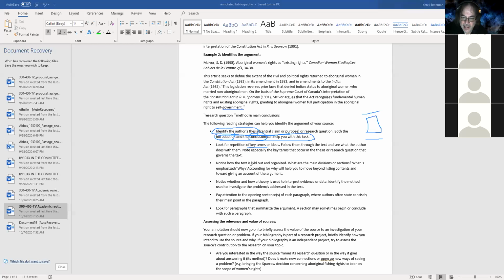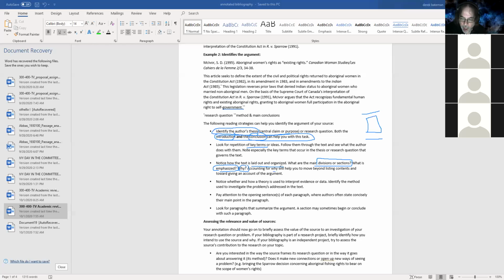Notice how the text is laid out and organized. What are the main divisions or sections? Because in your research, you'll see sometimes it'll be just an article that goes on and on. More likely, because it's the social sciences, it'll be similar to the report that you're going to be producing. There will be sections. How are those sections organized? What is emphasized and why?